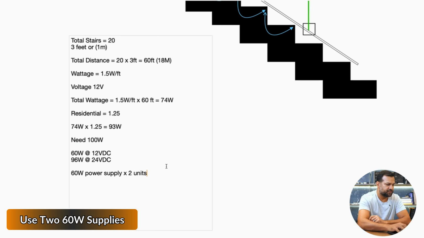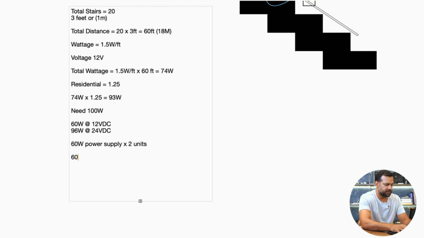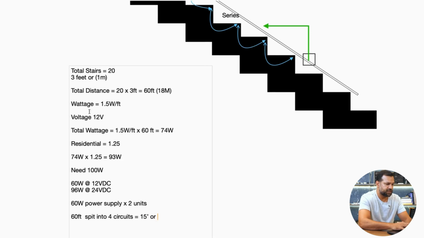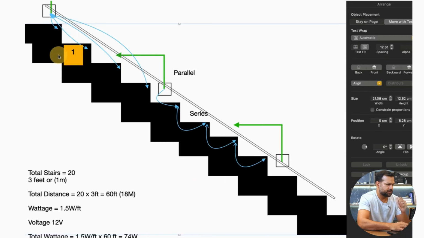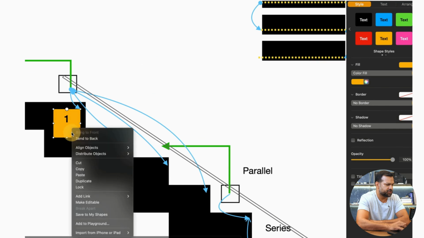And let's get some facts out of it. We know we have 60 feet of LEDs, and we're going to split into 4 circuits. So we get 15 feet of LED, or 5 stairs, because each tread is 3 feet. So that means we're going to have a parallel run like this coming into a distribution box.